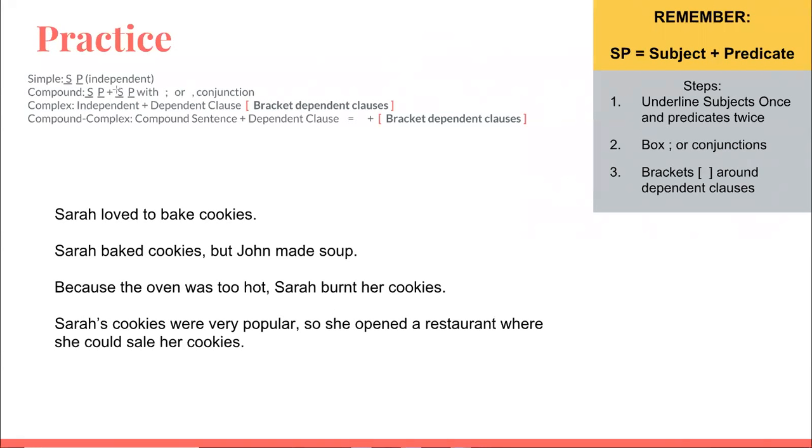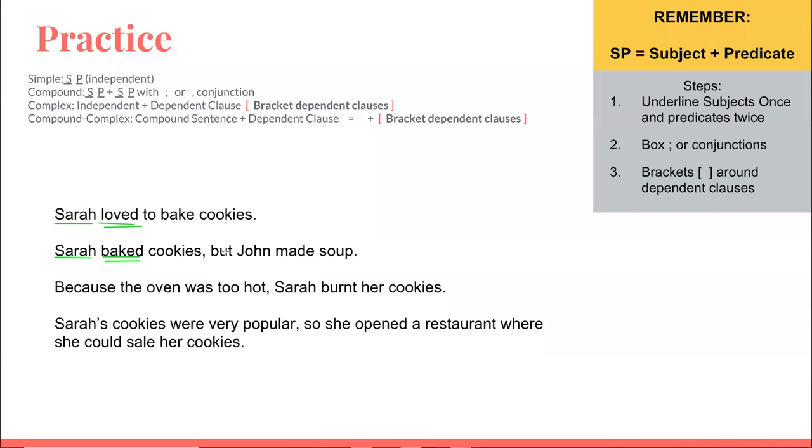So first things first, loved is our verb, not "to bake." What did Sarah love? She loved to bake. So we have our subject right here, and then our predicate right there. Okay? Then I'm going to do this again. I like doing the same skill all at once on all of my sentences. You can go through each sentence one at a time. But baked is our predicate. Sarah is our subject. Sarah baked cookies.